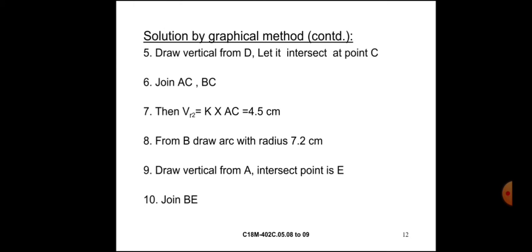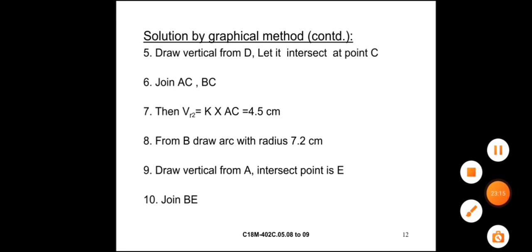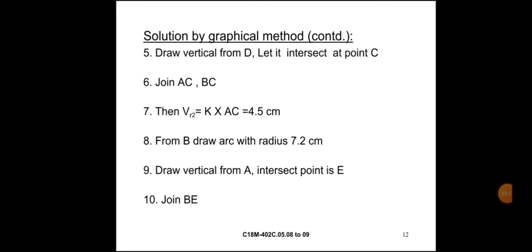Solution by graphical method. Draw a vertical from D, let it intersect at point C. Join AC and BC. This is drawn in the case of a steam turbine. So for this we are having this blade. This blade is moving with the velocity u. We can consider that this blade is moving with the velocity u.